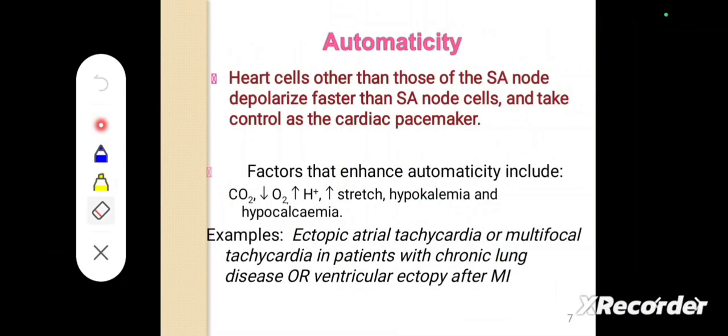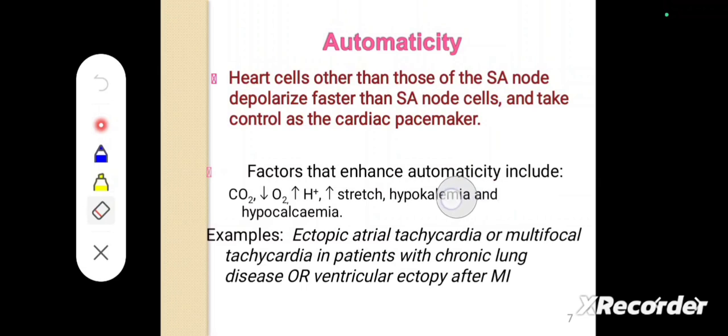The next mechanism is automaticity. Other than the SA node, the AV node and Purkinje fibers sometimes also act as a pacemaker and generate their own impulses. Those impulses cause automaticity or ectopic atrial tachycardia. So due to that pacemaker generating impulses from somewhere other than the SA node, abnormal rhythm occurs.